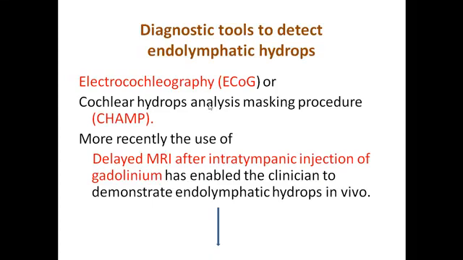So what are the diagnostic tools to be used for diagnosis of this disease? Number one is electrocochleography, called ECOG, and then MRI scan. And this is the new sort of investigation tool which is used nowadays in the updated world. It's called the cochlear hydrops analysis masking procedure, in short CHAMP.